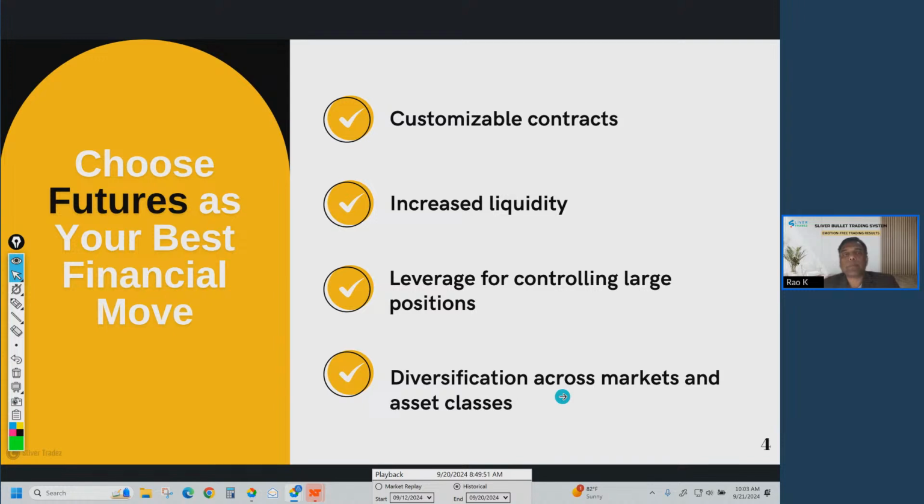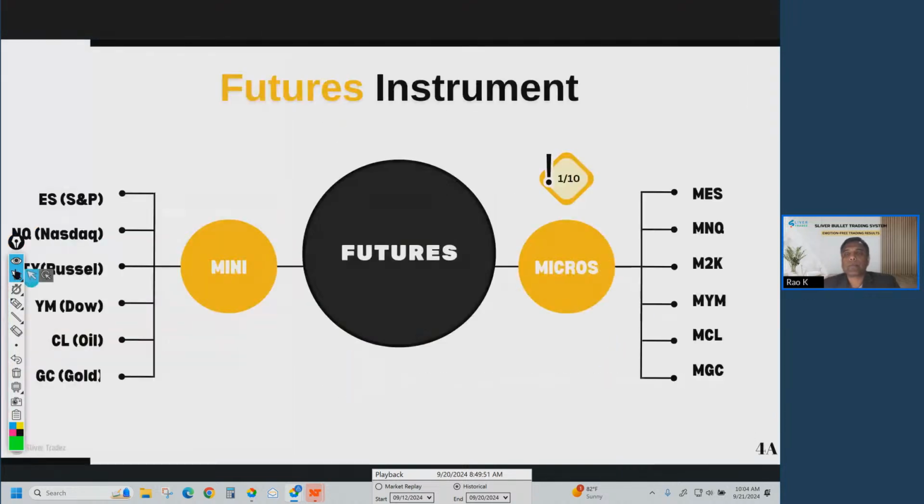Then futures are diversified across markets and asset classes. So we trade index futures or commodity futures. So those are diversified across different asset classes. Some examples of futures, especially for those who are new: all you need to know is the symbol. The symbol for S&P 500 futures is ES. For NASDAQ, it's NQ. For Russell, it's RTY. Dow 30 is YM. Oil is CL. Crude oil is CL, and gold is GC.